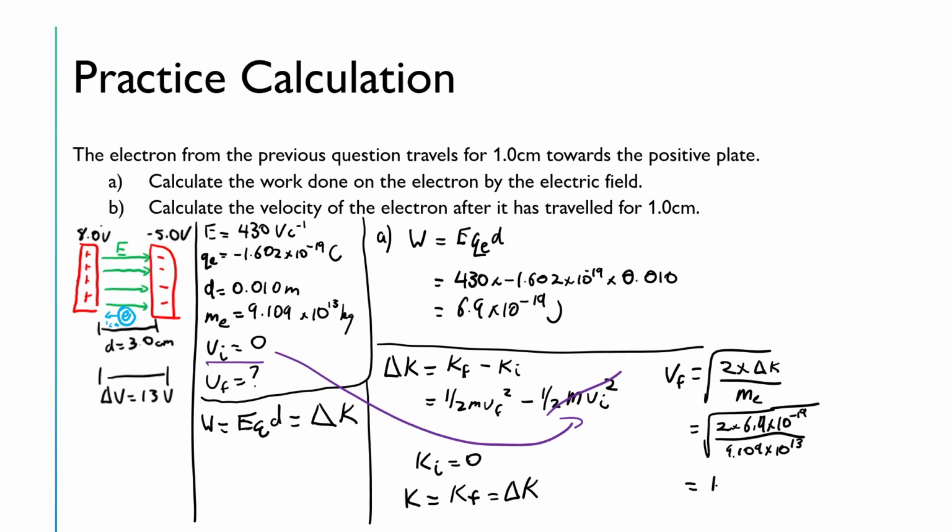This comes out to be 1.2 times 10 to the negative 16 meters per second. And as always, because this is a vector, we should also be giving a direction. The best way to describe this is which plate is the electron moving towards, and that is the positive plate.